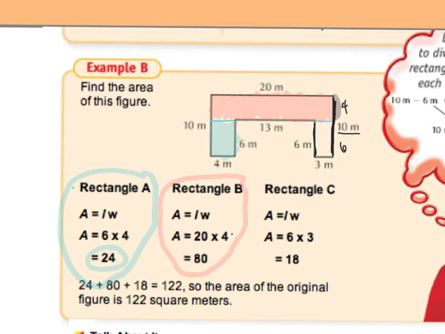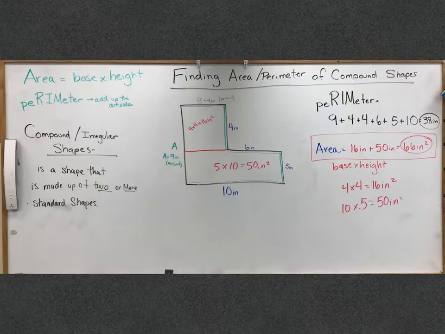So that's where we're getting this 20 times 4. So our area of this is going to be 80. Now our last one is going to be this guy. It's going to be green. So our green rectangle is rectangle C, and our base and our height of this is 6 and 3. So 6 times 3 is 18. So now what we're left to do is add this up. So 24 plus 80 plus 18 equals 120. So that's just one example of how this works.